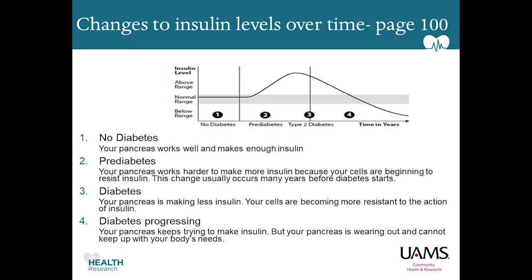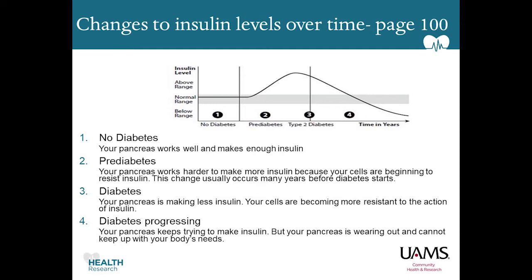If you'll refer to page 100 in your book, notice in the graph how your own insulin levels change over time. Initially, when someone does not have diabetes, the pancreas works well and makes enough insulin. But then prediabetes can occur. This is when your pancreas works even harder to make more insulin because your cells are beginning to resist insulin and not use the insulin like it should. This change occurs many years before diabetes actually starts.